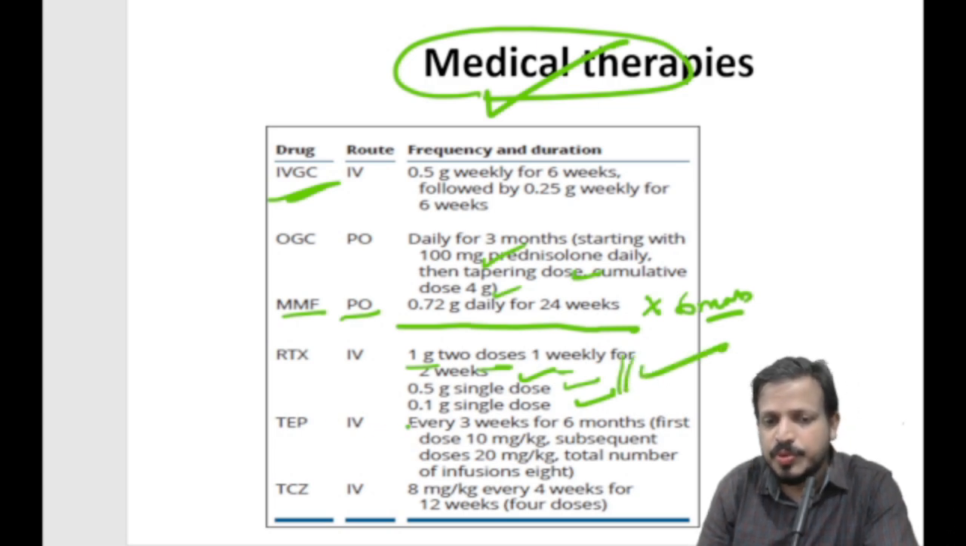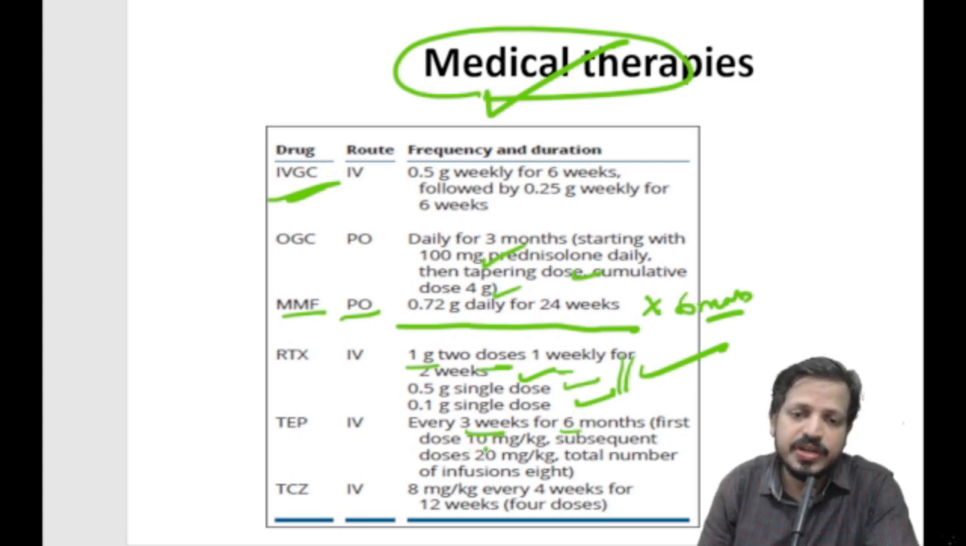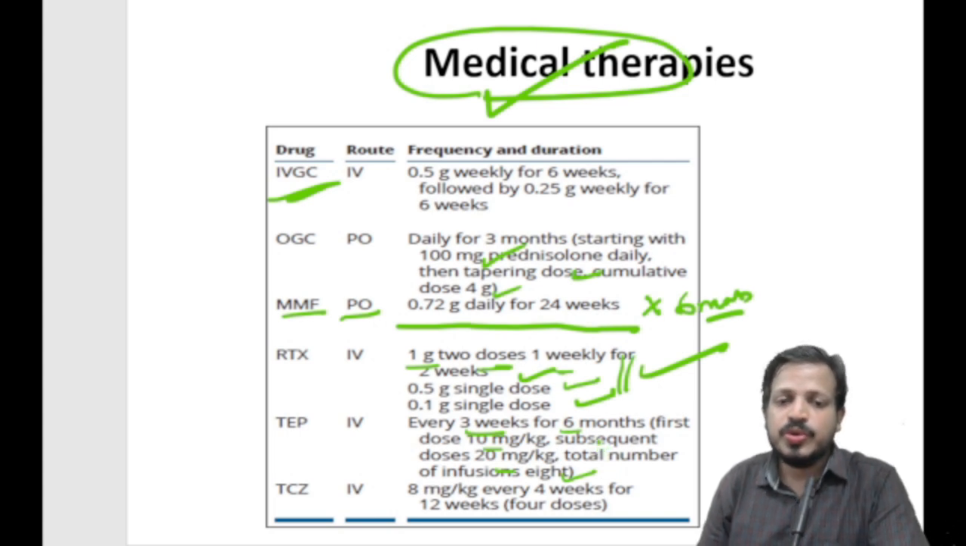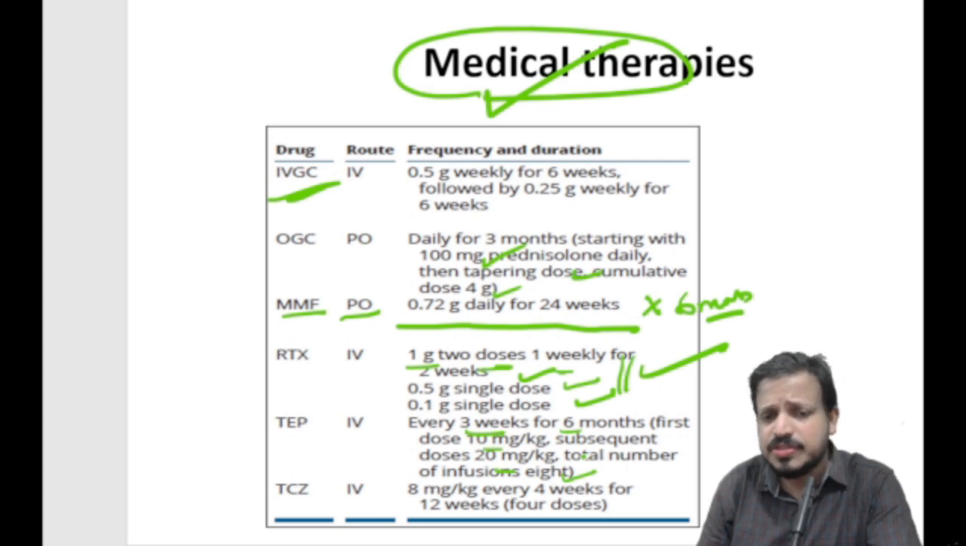Then teprotumumab, this is every 3 weekly for 6 months. We will give every 3 weekly, in 21 days, for 6 months. First dose is 10 milligram per kg and subsequent dose is 20 milligram per kg. So total 8 infusion doses we will give. So teprotumumab we can give every 3 weekly for 6 months, every 21 days for 6 months. That is first dose 10 milligram per kg, then subsequent dose 20 milligram per kg.